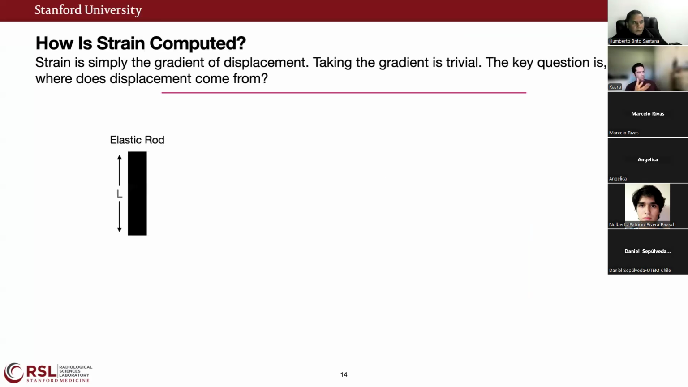I think first I should talk about how we compute strain for this. If we have a simple elastic rod and we want to compute strain for that, let's say if we have stretched it by some delta L length, it's very easy, right? To compute strain, we just take the ratio of that deformation, delta L, over the original length, which was L.